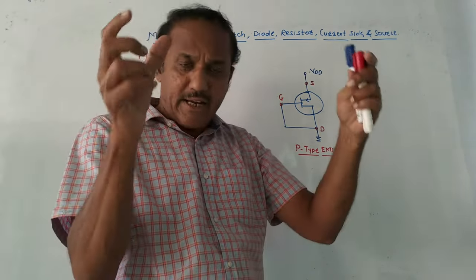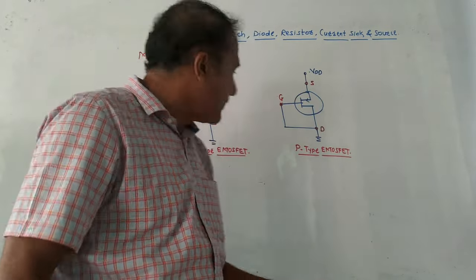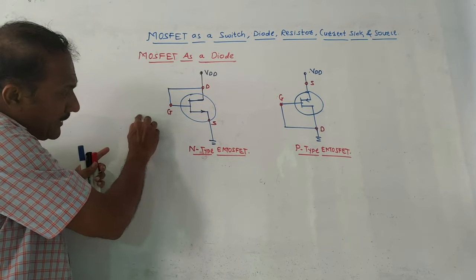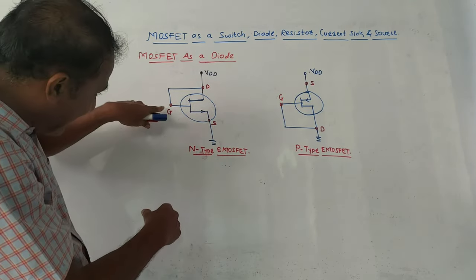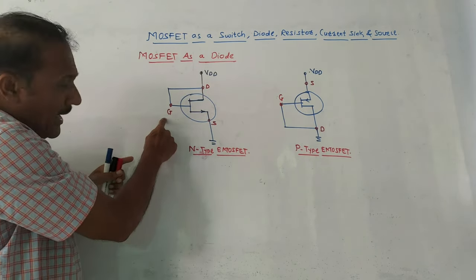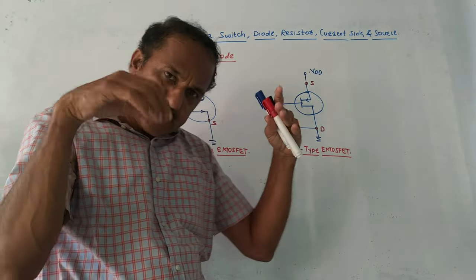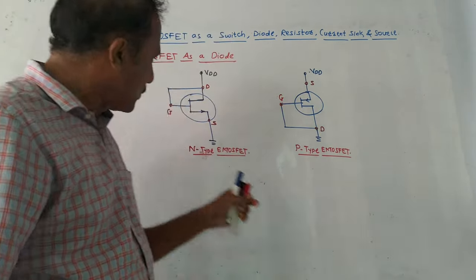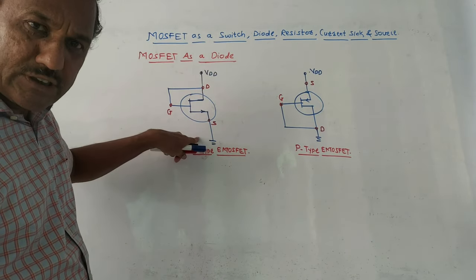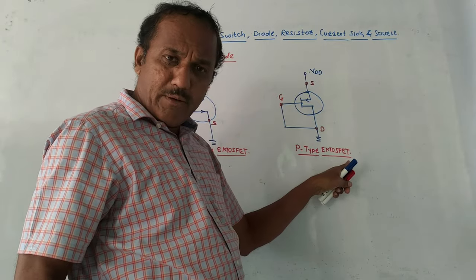Usually हम लोगों को पता है gate terminal में जो voltage देते हैं, that is used to control the drain current. लेकिन इस case में gate terminal को कोई voltage apply नहीं करना है, rather gate terminal should be connected to drain. So drain and gate is common, and there is only one junction, gate to source junction, which is equivalent to PN junction. So in this case, the MOSFET can be used as a diode. Same P-type E-MOSFET can be used as a diode.